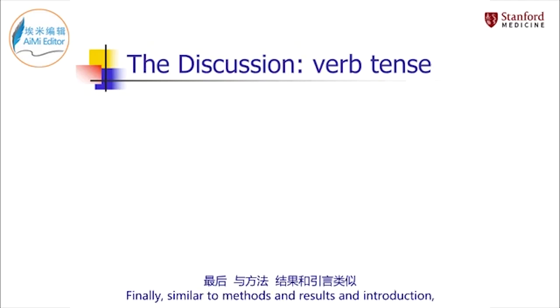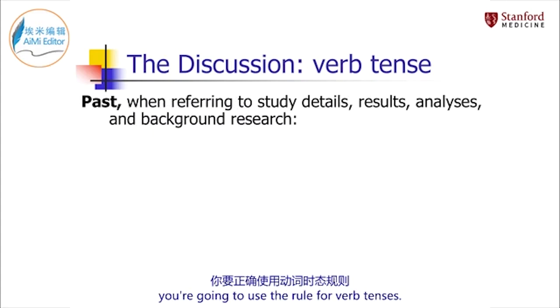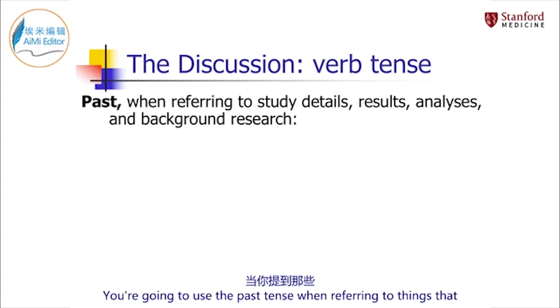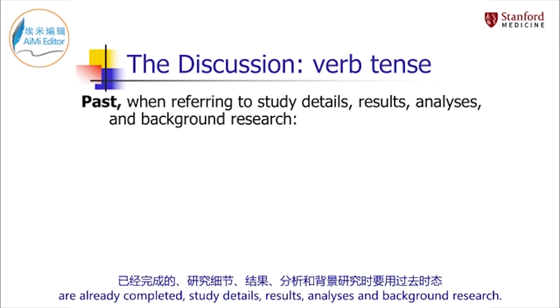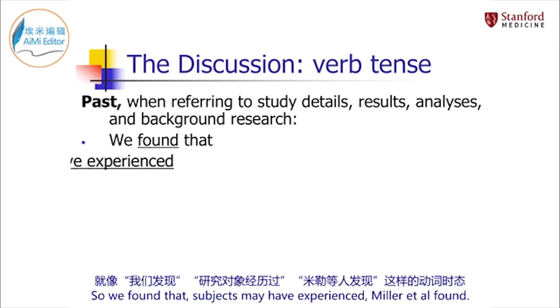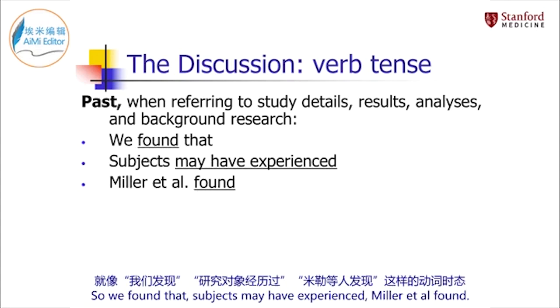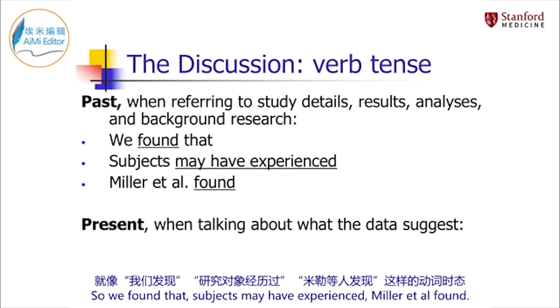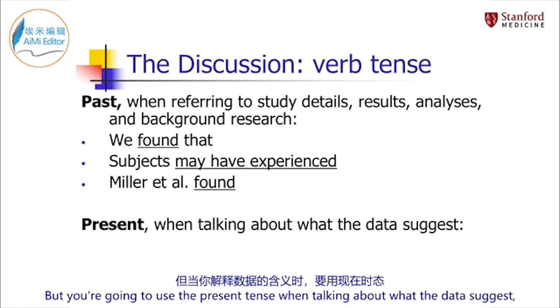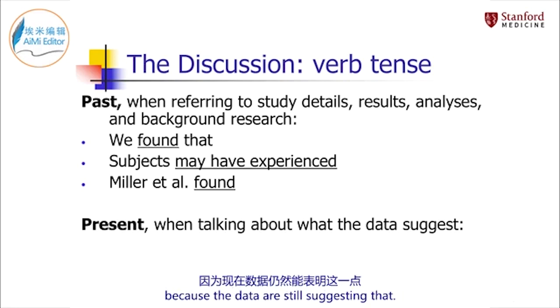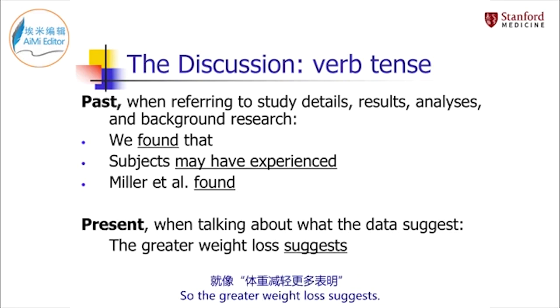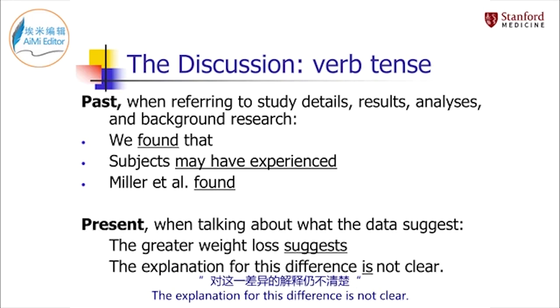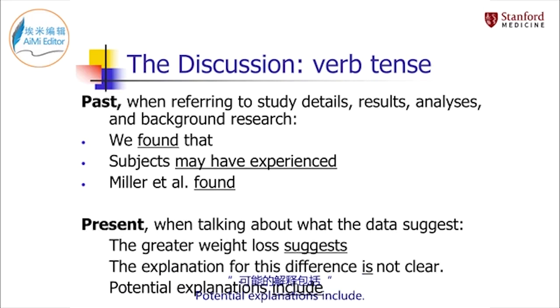Finally, similar to methods and results and introduction, you're going to use the rule for verb tenses. You're going to use the past tense when referring to things that are already completed: study details, results, analyses, and background research. So, "we found that," "subjects may have experienced," "Miller et al. found." But you're going to use the present tense when talking about what the data suggest, because the data are still suggesting that. So, "the greater weight loss suggests," "the explanation for this difference is not clear," "potential explanations include." All of those would be in the present tense.